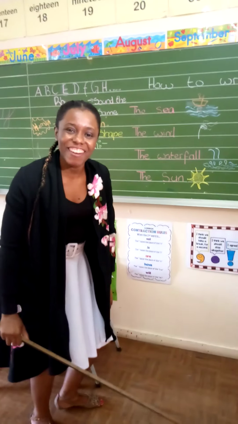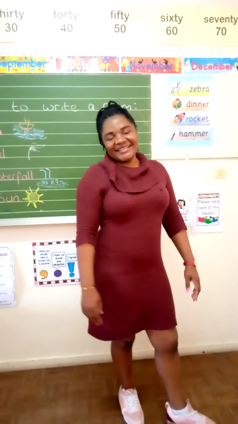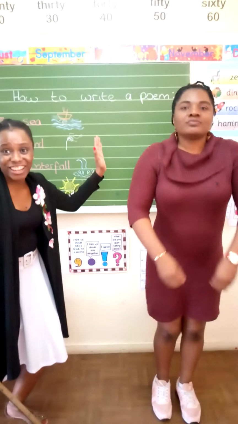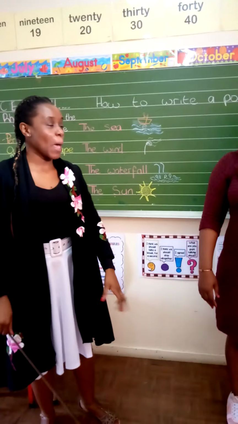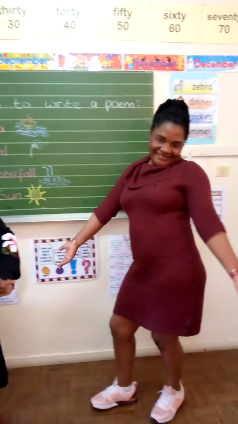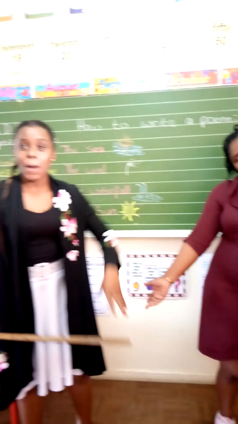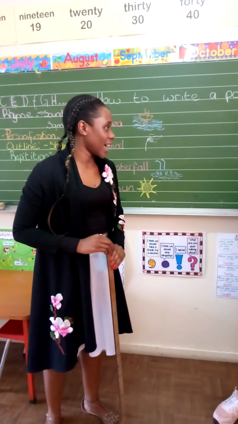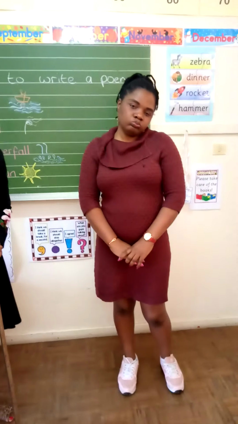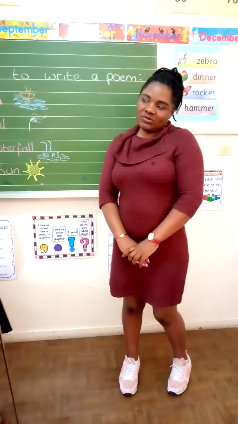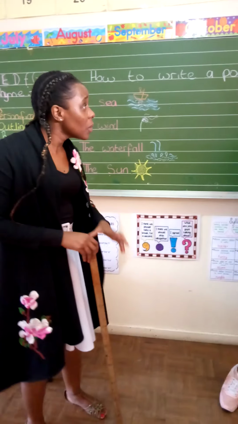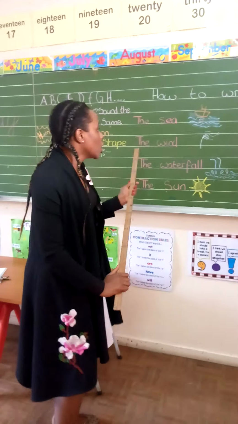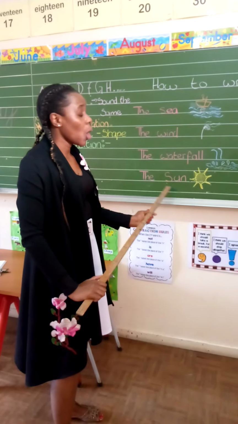Let's try describe Miss Sharon. Miss Sharon is tall or short? Short. Miss Sharon is beautiful or very beautiful? Me too, very beautiful. Miss Sharon is happy or sad? Miss Sharon is sad. Alright? So that is how you're going to be describing different things. Only for your poems, you're not describing Miss Sharon. You're describing the sea, the wind, the waterfall, or the sun.